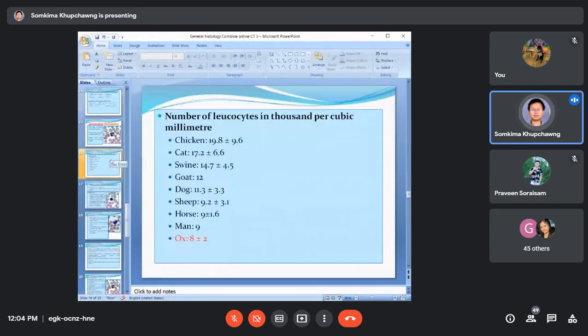So here, the number of leukocytes is in terms of thousands. In case of blood, RBC is in terms of million per cubic millimeter. In case of leukocytes, it will be in terms of thousand per cubic millimeter. So you can go through it by yourself. Like in case of ox, the number is 8,000 plus or minus 2,000 per cubic millimeter.